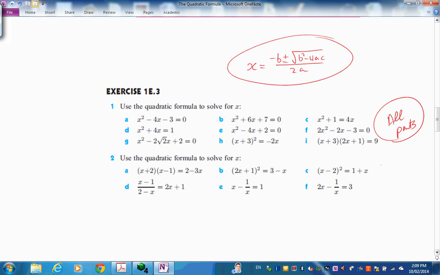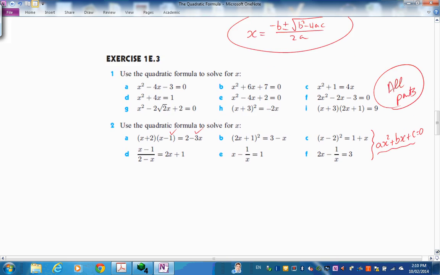Okay, with these down here, if you're going to use the quadratic formula, you'll have to expand them all out using FOIL and collect all terms across to one side, because the formula only works when you've got the quadratic looking like this, not with two, one on either side. Okay, have a go, all parts here. And we'll show you solutions now.